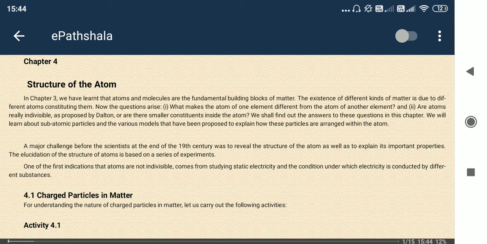Hello friends. So today's topic is structure of the atom. This is the unit of every material. It could be living material or non-living material. Every material, whatever we see around us, even we ourselves, are composed of atoms only in the basic form.